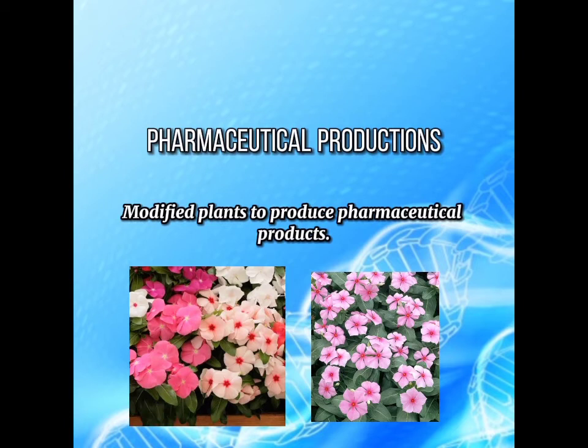From the word pharmaceutical or pharmacy, we all know that when we talk about pharmacy, it is related to drugs. So in pharmaceutical production, they use bacterial genes in the periwinkle plant to enhance vinblastine, which is added to drugs to fight cancer, or used for cancer treatment.